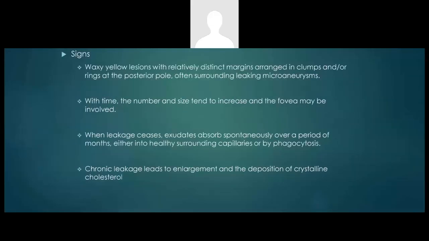They usually appear as waxy yellowish lesions with relatively distinct margins that may be in clumps or rings at the posterior pole. They usually surround the microaneurysm. With time, the number may increase and the size also tends to increase, and the fovea may also get involved.